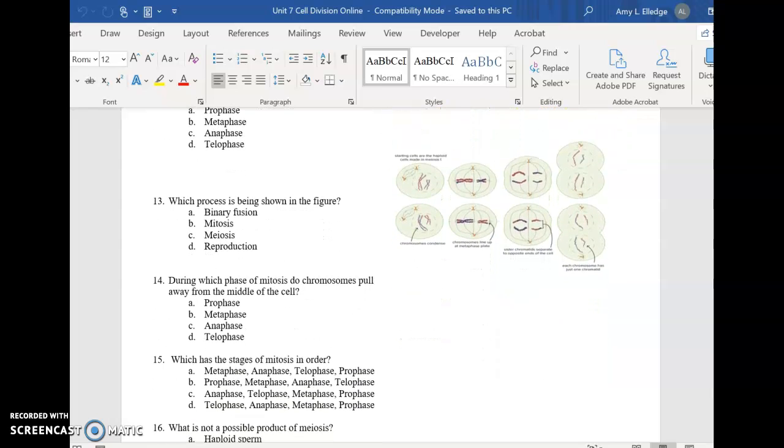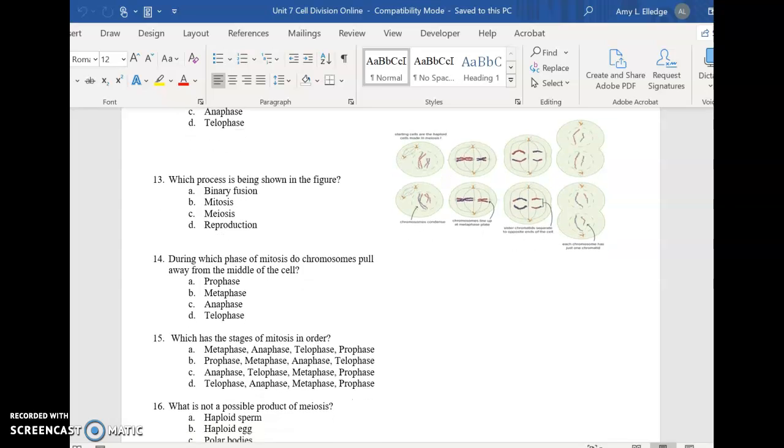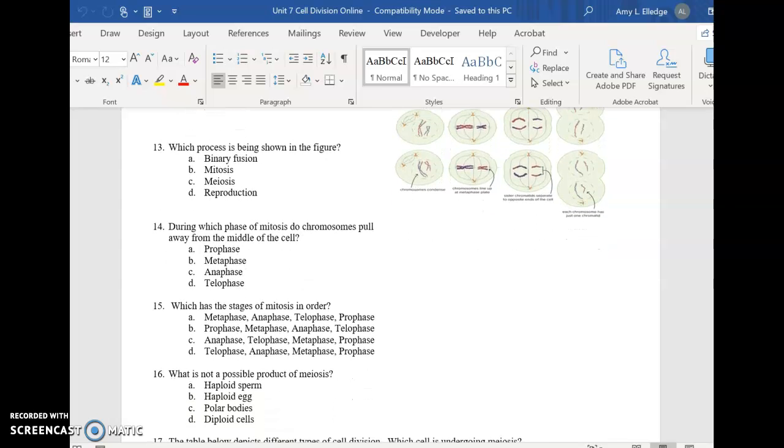13, which process is being shown in the figure? So we got to figure out what is going on here. And actually, the figure tells you the answer somewhere on here. It says meiosis 1 right on it. But you could tell that anyways, because how many daughter cells are you making? You're going to have 1, 2, 3, 4 daughter cells. And the only one that makes 4 is meiosis. Binary fission, well, binary fusion is not even a thing. Binary fission would be bacteria. Reproduction is when you add the sperm and the egg together, when you have fertilization. So meiosis is making your sex cells for reproduction.